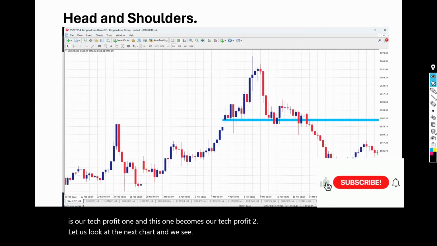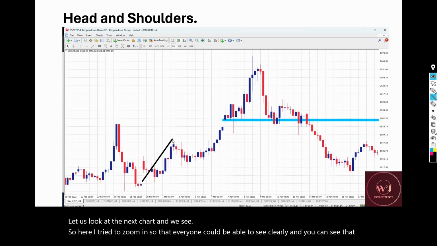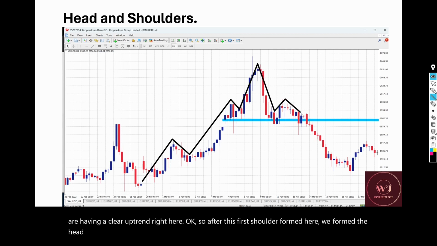So here, I tried to zoom in so that everyone could be able to see clearly. And you can see that we are having a clear uptrend right here. Okay. So after this first shoulder formed, here we formed the head. And then here we have a second shoulder. And then here we have neckline break.